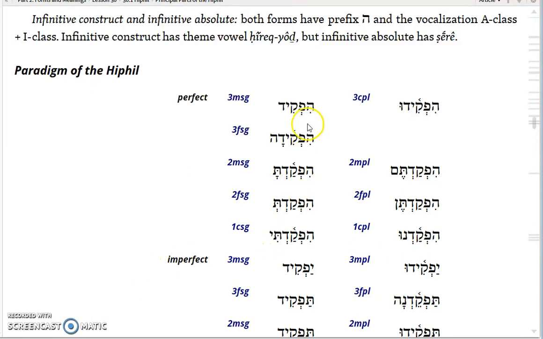Again, notice in at least the third person forms, you get the hireq yod, the hireq yod, hireq yod. Other forms, it goes from a hireq yod to a patah, which is not necessarily something you could have anticipated, but that's the way it works.